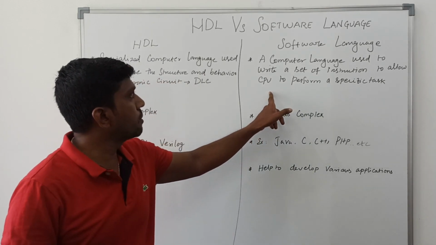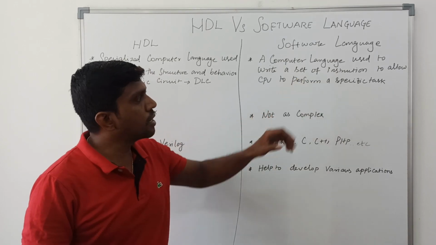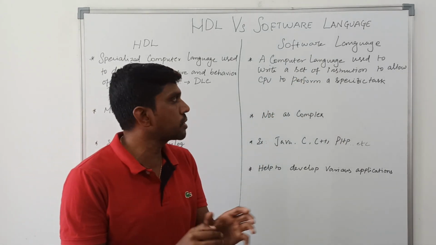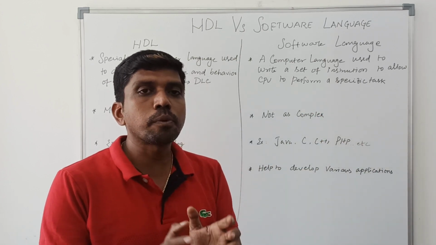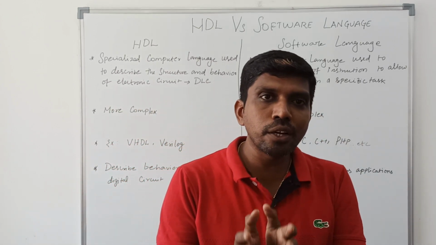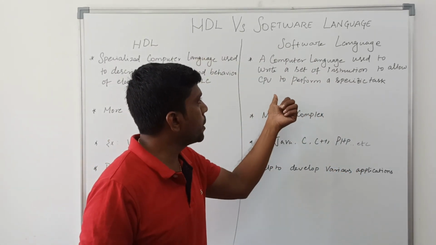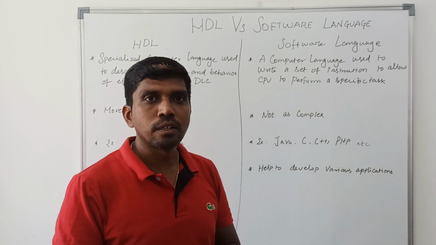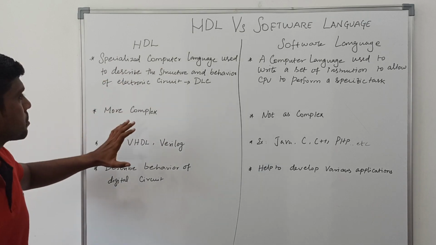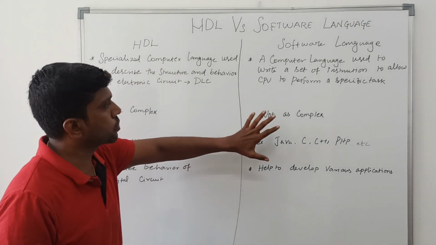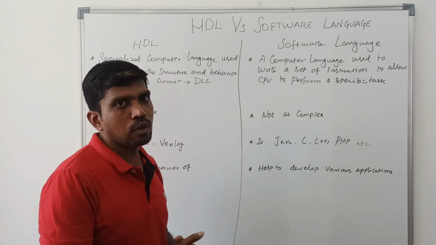And a software language is a computer language used to write a set of instructions to allow the CPU to perform a specific task. Suppose for a gaming application, you give the gaming-related instructions to the CPU, and the CPU performs the specific task. So this is the first point. Then the second one: hardware description language is more complex compared to software languages. Software language is not as complex.